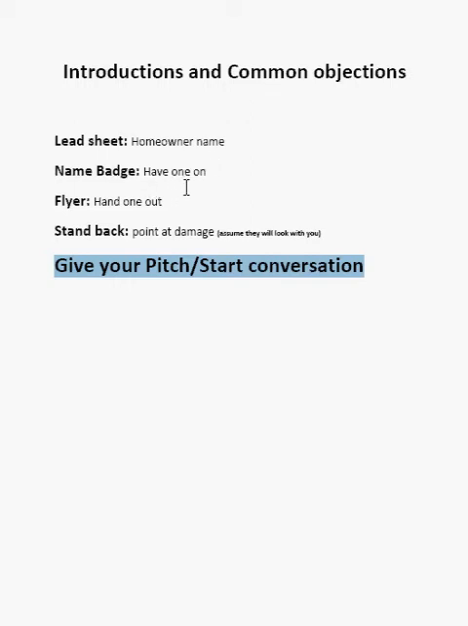Make sure you have your name badge on. A name badge is going to make them think you're official. Hopefully you are official, but that's what that name badge does. Everybody that has a badge is official. So it's just human nature. They see the badge, you're official.